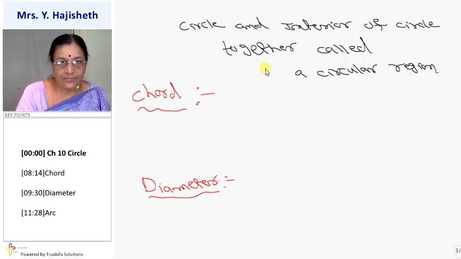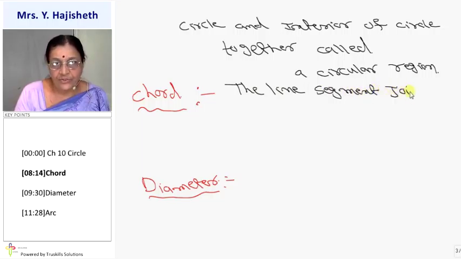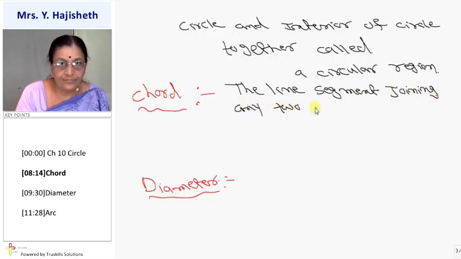Now what is the chord? The line segment joining any 2 points of a circle is called a chord of the circle.